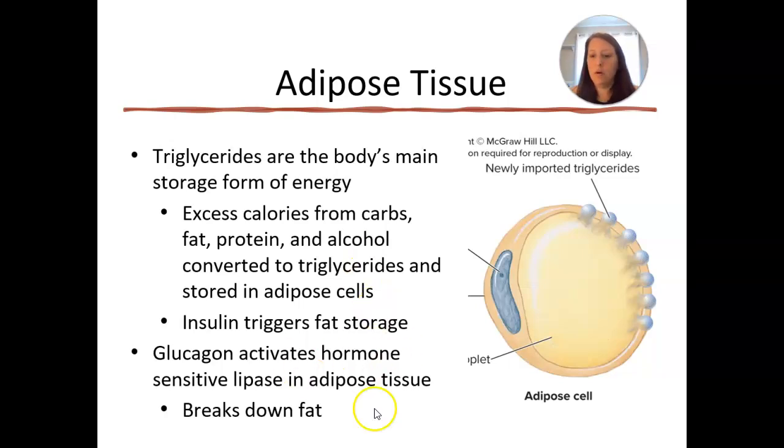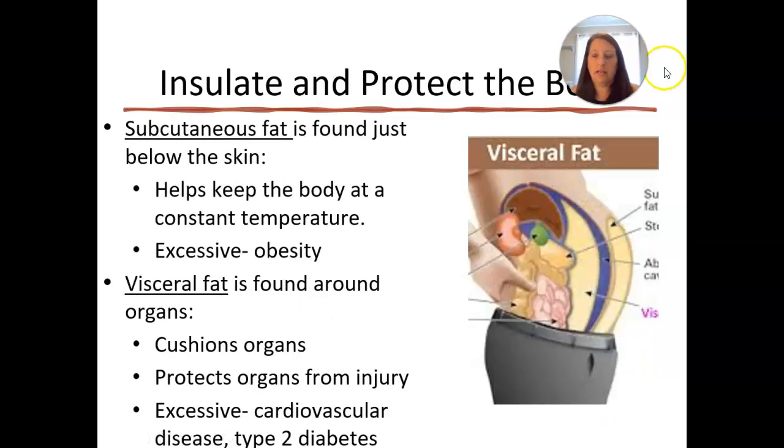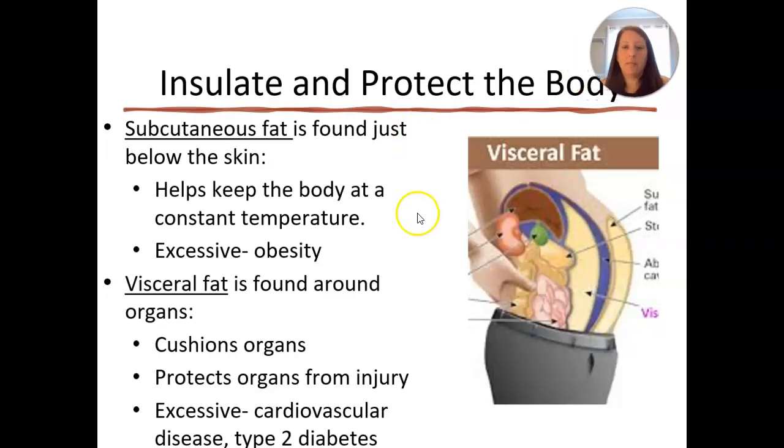Okay, so we know that we need fat for energy. Fat gets stored as a source for energy. What else? So the second function of triglycerides is insulation and protection of the body.